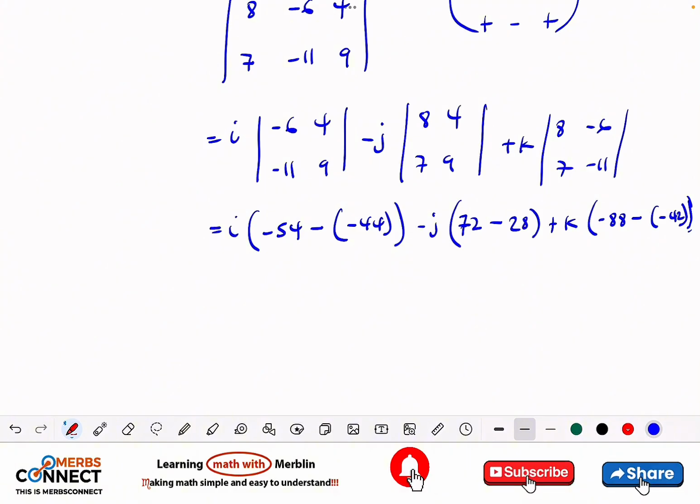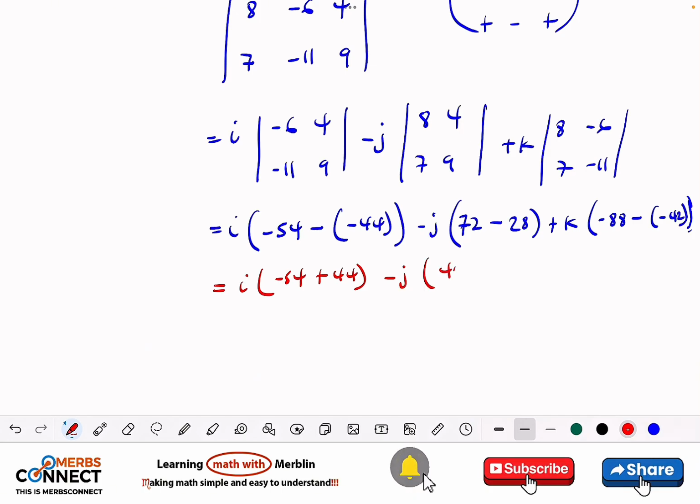So that's what we are going to get. Let's try and simplify that. So we are going to have I minus 54 plus 44 minus J. I think we can do the subtraction for this one. And this is going to be 44. And then plus K minus 88 plus 42.